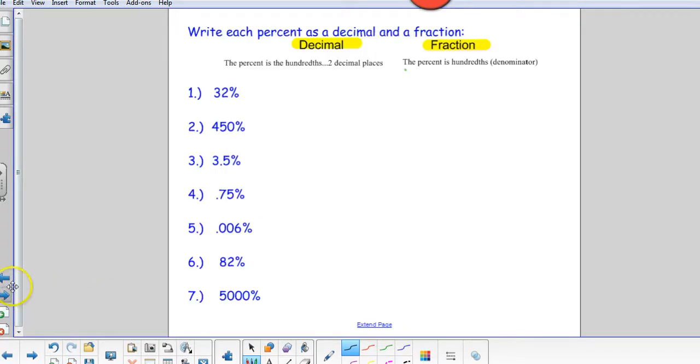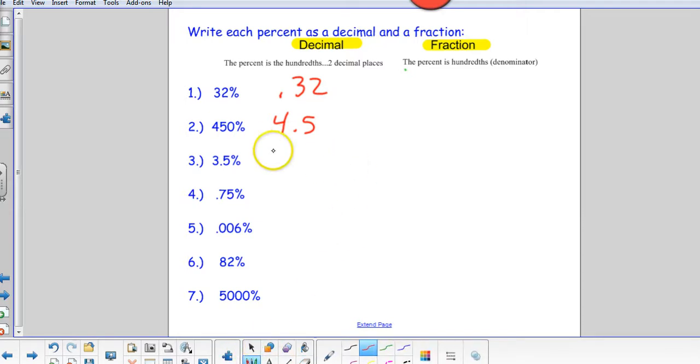So if we think about writing each percent as a decimal and a fraction, right? So 32%, well, percent again means how many hundredths. So the percent is the hundredths. So 32% means 32 ending in the hundredths place. So that would be 0.32. 450 hundredths would be 4.50, or we would probably write 4.5, wouldn't we? Alright, so no big deal for those two.